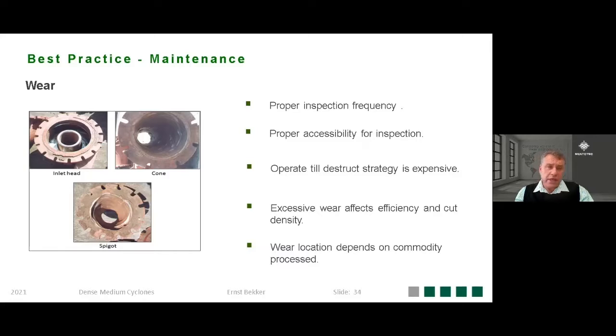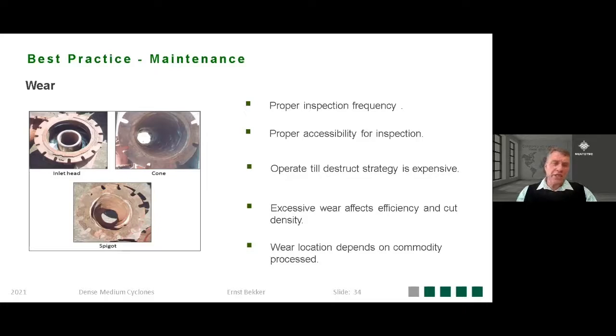If you want to operate a cyclone till destruction, be careful because it's expensive. Your efficiency starts to deteriorate, your cut density starts to drift, and then you have an unplanned failure as well. It costs money per hour to operate the plant, or you're making money per hour. So if your plant goes into a stoppage, you're losing money unplanned.